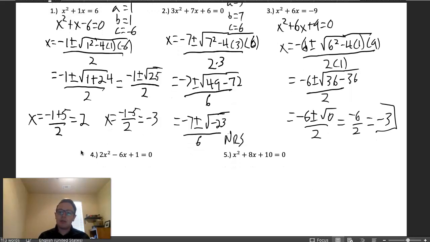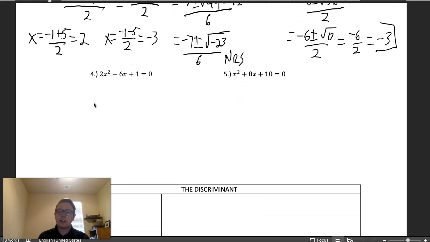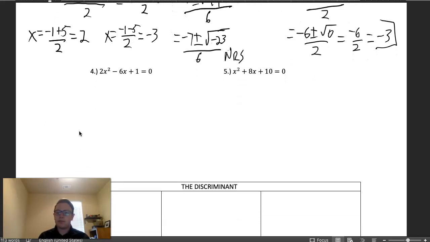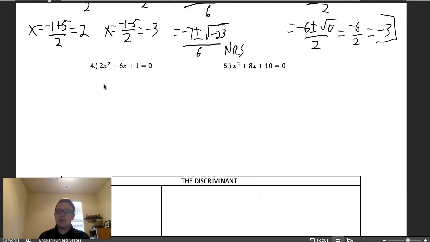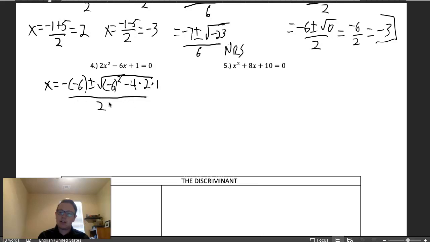Let's have you do one more here. Let's have you do problem 4. For this one, a is 2, b is minus 6, and c is 1. So x is going to be equal to negative b, so negative negative 6, plus or minus the square root of negative 6 squared minus 4 times a, which is 2, times c, all over 2 times 2, or 2a.